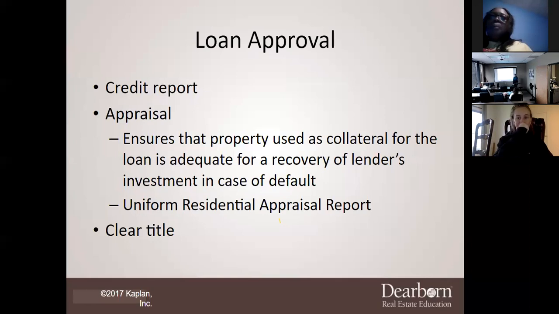We were in contract for $293 and the property appraised for $314, and that transaction ended up falling through because there was a over $15,000 difference. And the appraisal, the uniform residential appraisal report, is what you will get when they do an appraisal.